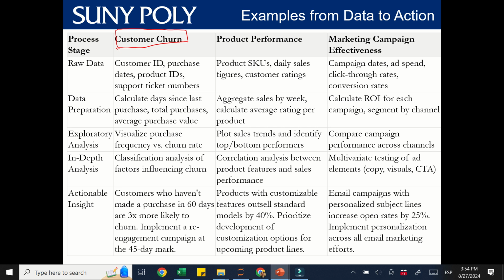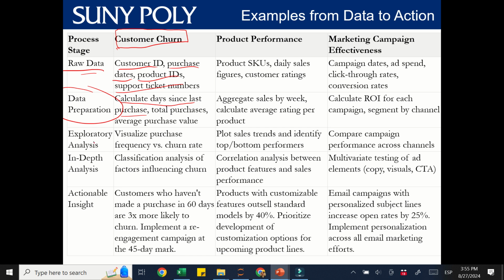So this is when, for a company, imagine a cell phone company, a customer goes to the competitor, right? So you don't want that, you want to minimize that. Okay, so in this specific analysis, for data they use customer ID, customer information, purchase dates, product IDs, and support ticket numbers. And with that data they prepared the data, so they found some descriptive metrics such as the days since last purchase, total purchases, average purchase value. So those are some important metrics relevant to the customer churn.